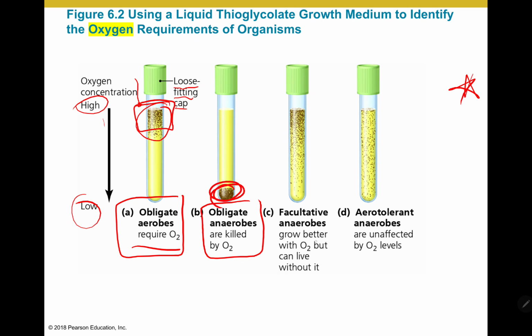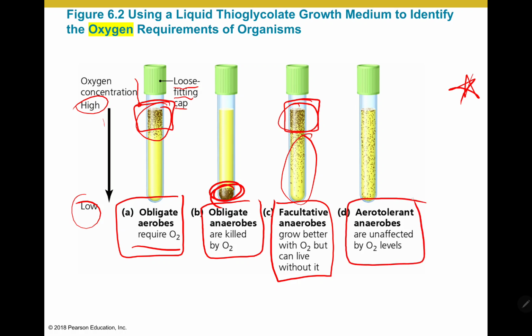Facultative anaerobes are organisms that grow better with oxygen, as you can see them up top mostly, but they can also live without oxygen. So you'll see them growing without it, but you'll typically see more of them growing up here. Aerotolerant anaerobes are unaffected by oxygen levels, so they'll be equally dispersed throughout, because oxygen doesn't harm or help them. Unaffected.